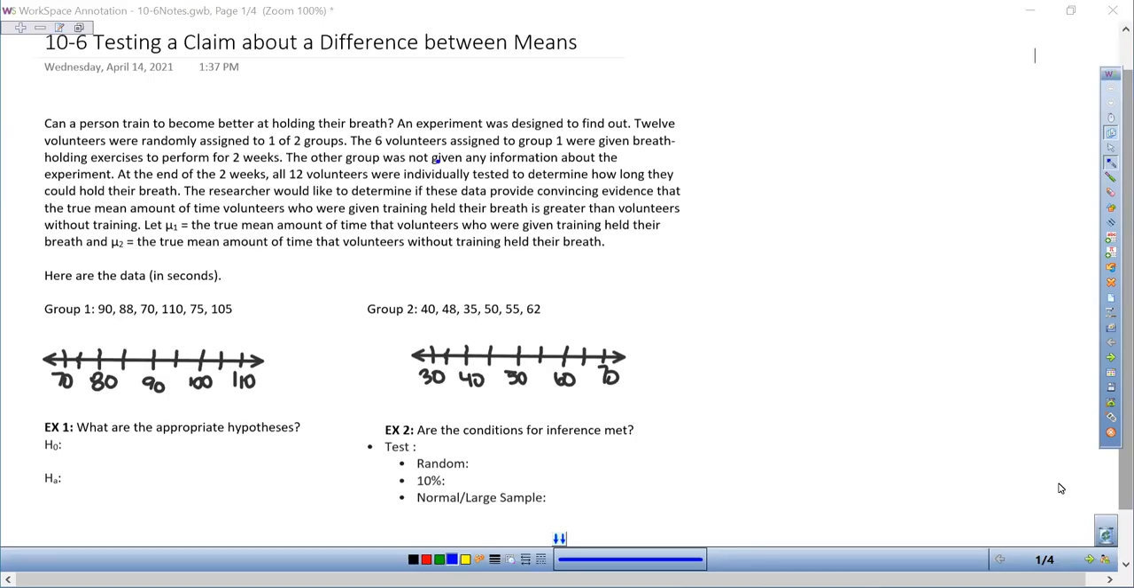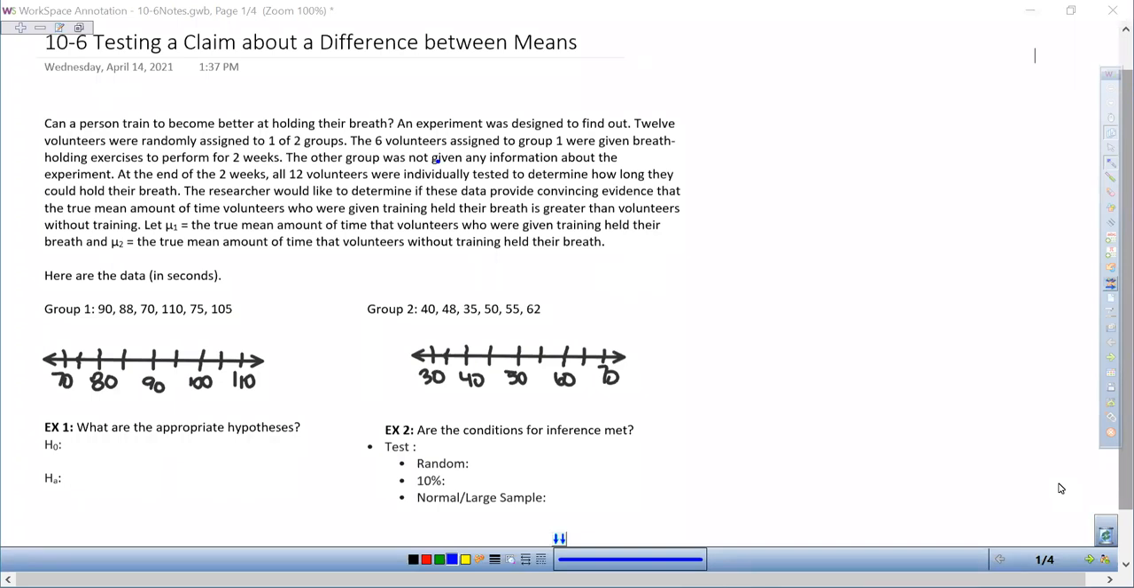In this video, we're going to go through section 10.6, which is testing a claim about a difference in means. For this example, we're looking at the scenario where they're answering the question, can a person train to become better at holding their breath? An experiment was designed to find out. 12 volunteers were randomly assigned to one of two groups. The 6 volunteers assigned to group 1 were given breath holding exercises to perform for 2 weeks. The other group was not given any information about the experiment.